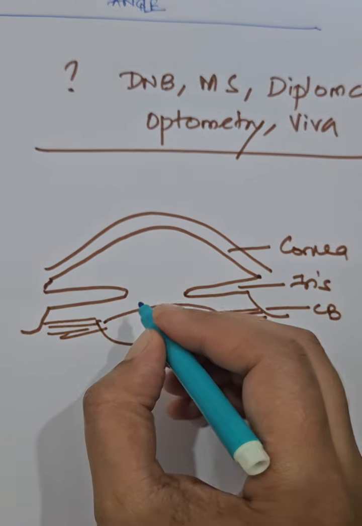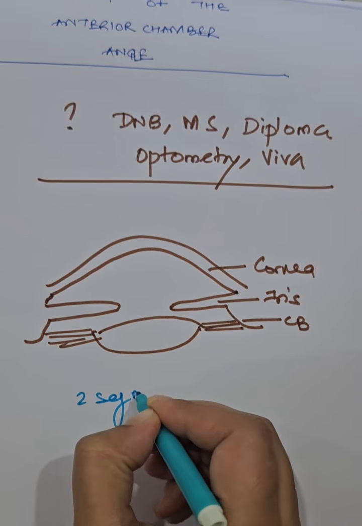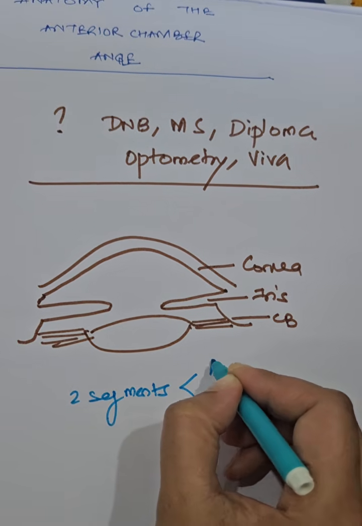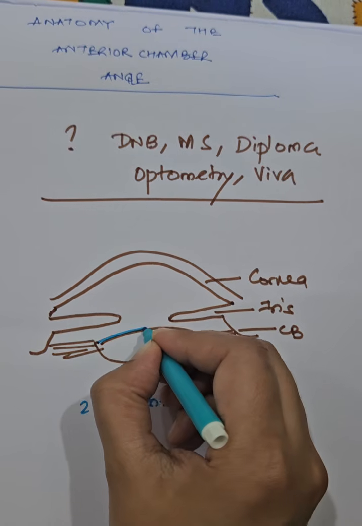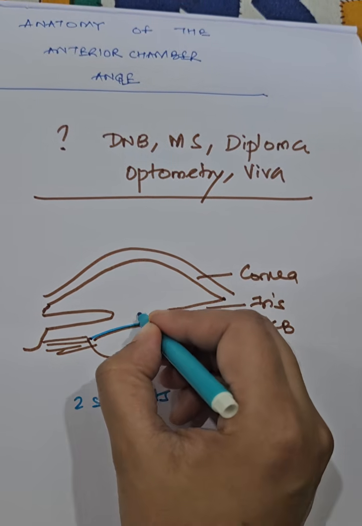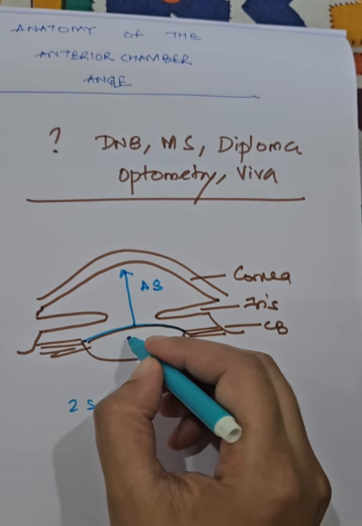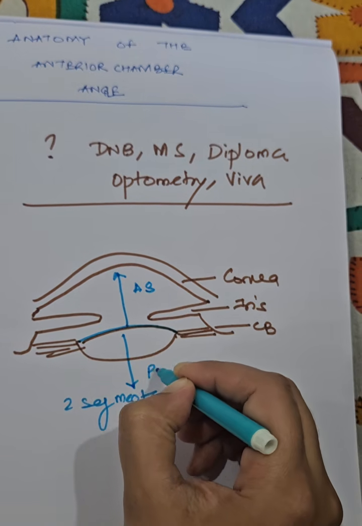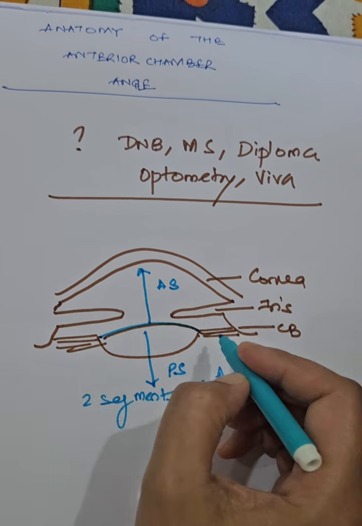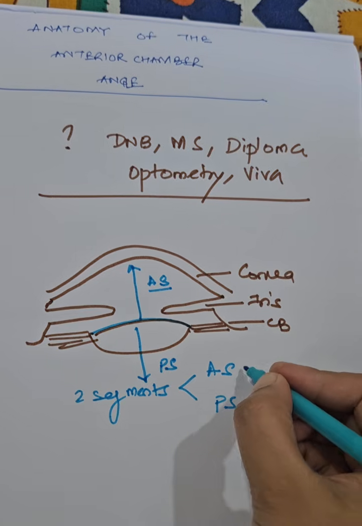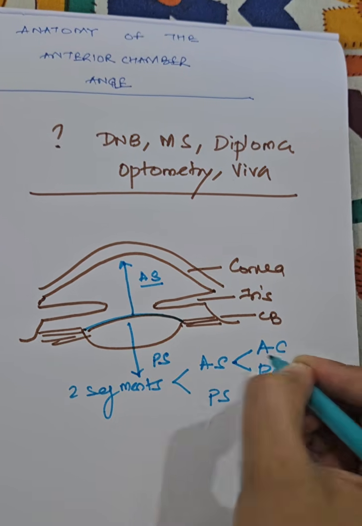Okay, now see, the eye is divided into two segments. These two segments are the anterior segment and the posterior segment. So here the anterior lens capsule, anything anterior to it is the anterior segment, and anything posterior to it is the posterior segment. Okay, now you should know that this anterior segment has been further divided into two chambers, the anterior chamber and the posterior chamber.